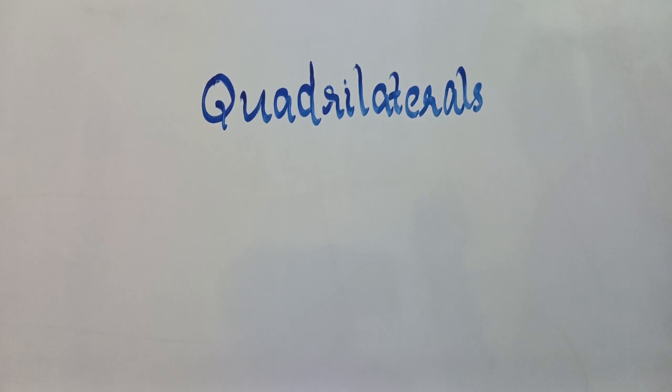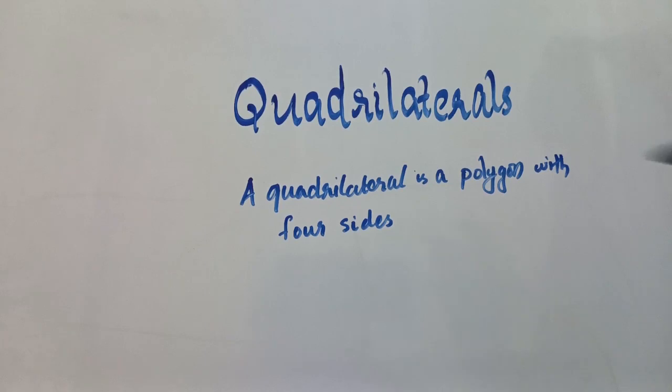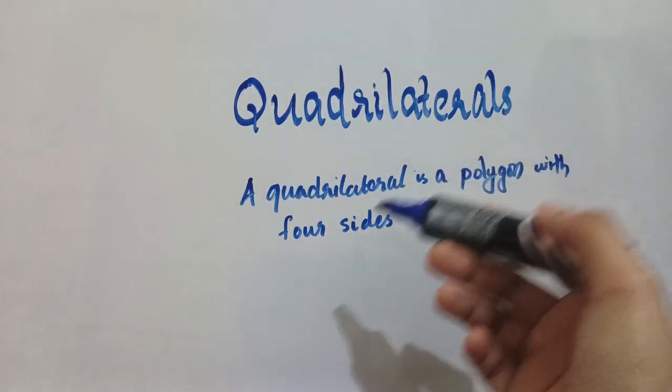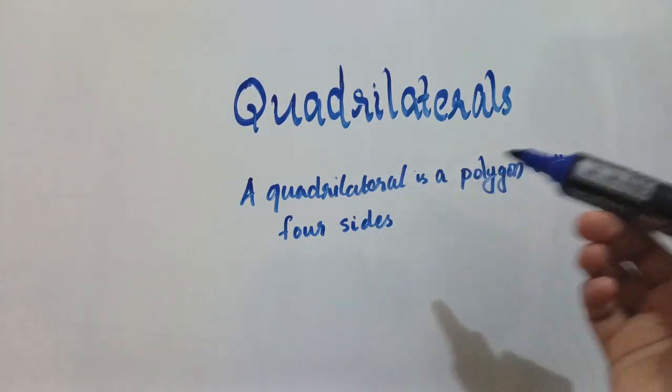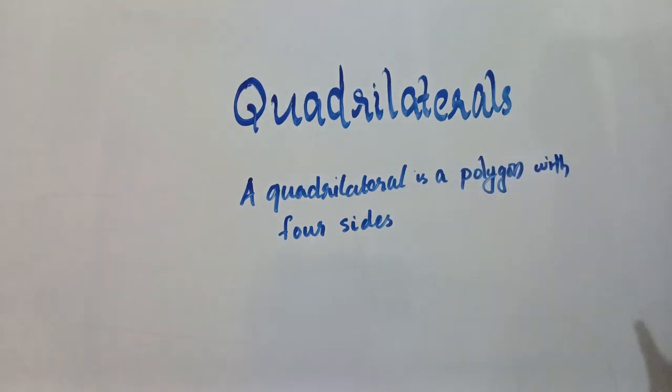Okay dear students, first we can define what a quadrilateral is. We can define a quadrilateral as a polygon with 4 sides. That is the definition of a quadrilateral: a quadrilateral is a polygon with 4 sides.